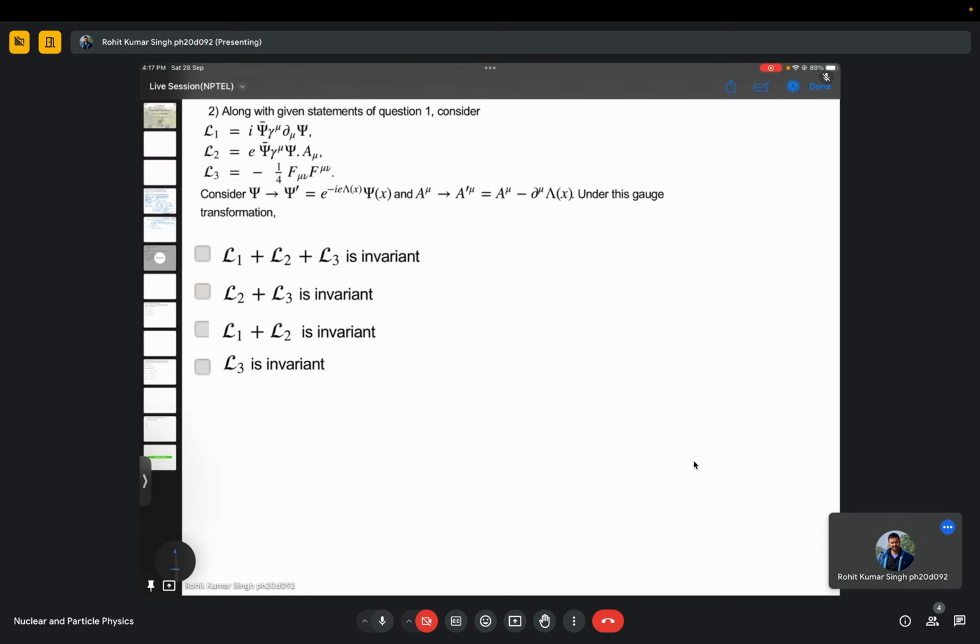So here the question is, along with the given statements of question 1, consider the three Lagrangians given as follows. And then we have to consider another transformation for psi, and then this is the gauge transformation for the potential, and under these gauge transformations we have to check these options. Now you know this psi, right? This is the fermionic wave function whose solution can be found using the Dirac equation.